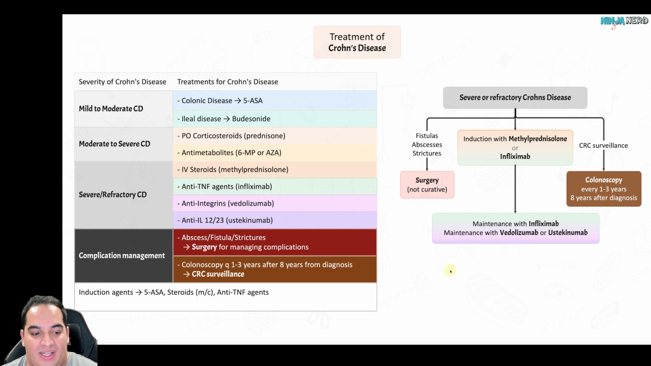Quick recap with these is, again, I want you to remember that we only induce remission with these agents: 5-ASA, steroids, which are the most common one, or anti-TNF agents like infliximab.